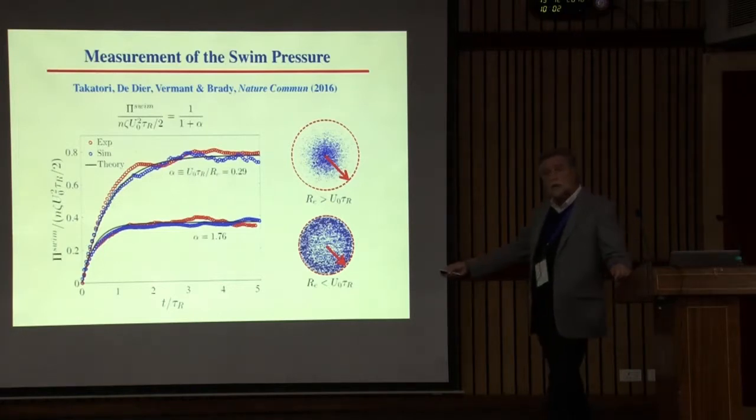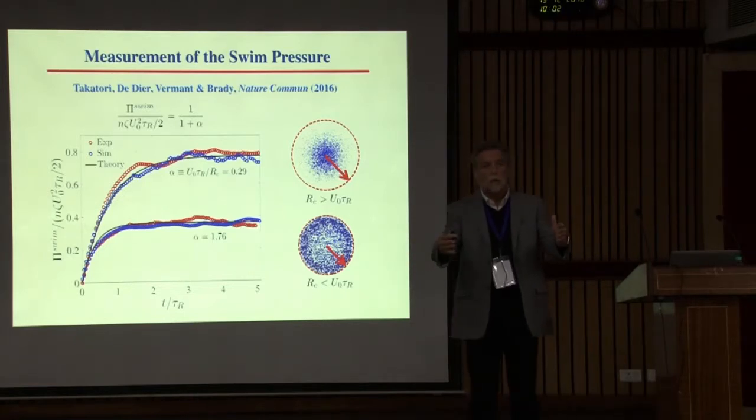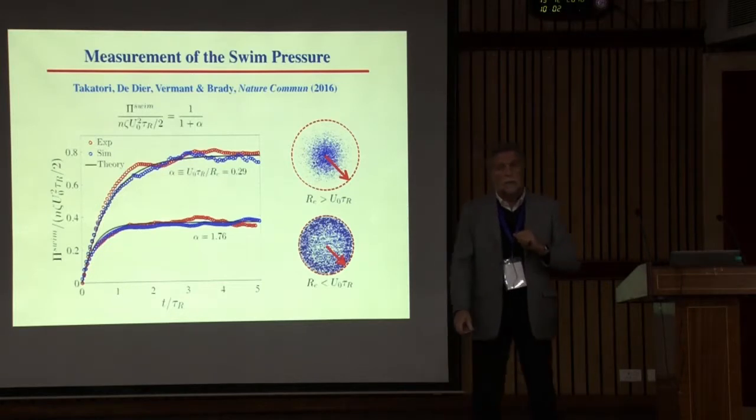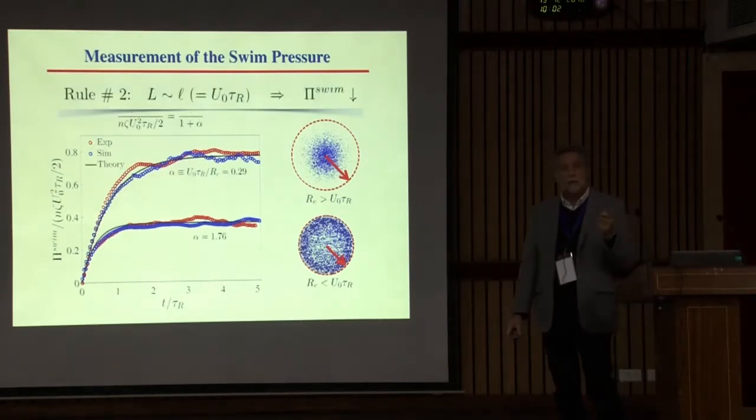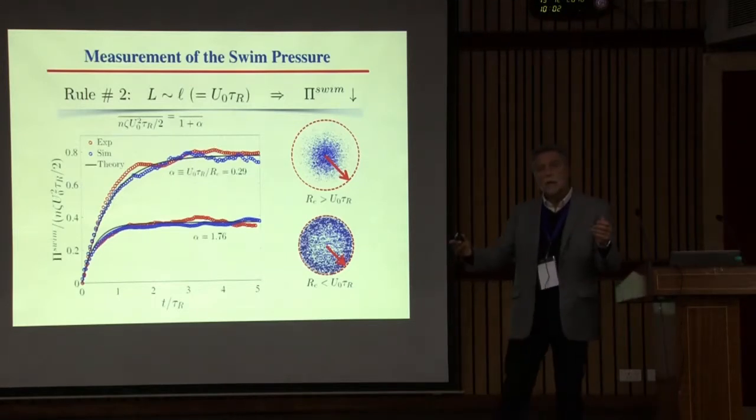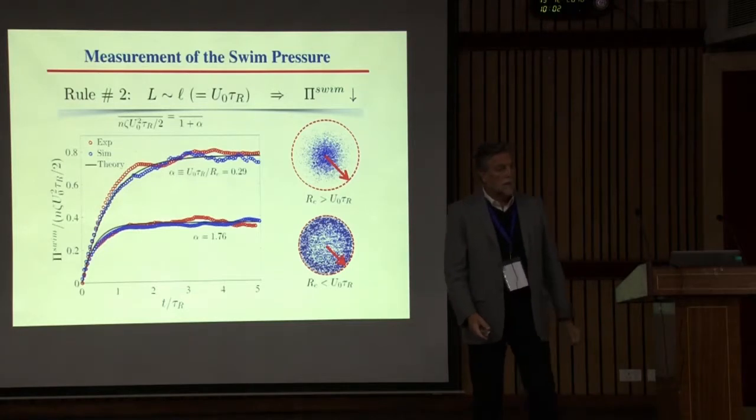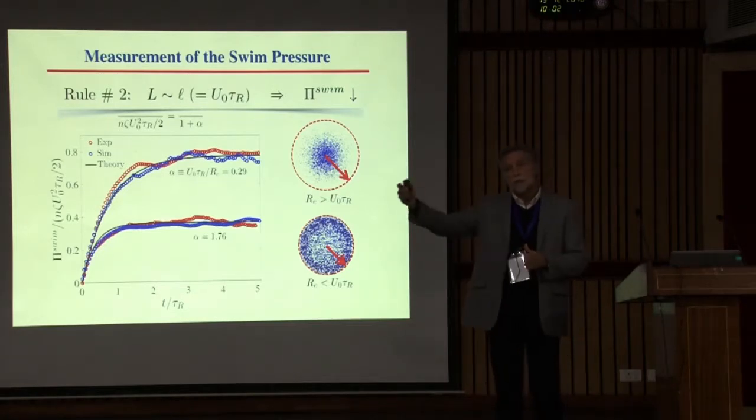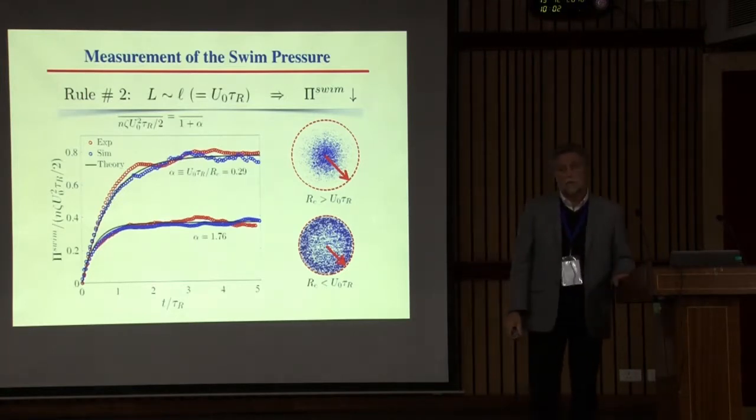So what it's telling us is if you bring the walls of the container in closer and closer, comparable to the run length, the pressure goes down. That's the most important thing I want you to remember. That's rule number 2 of active matter. Whenever the length is comparable to the run length, the swim pressure goes down. And the reason for that is that you've cut off the large steps the particle could have taken if it had more room to run around, and that reduces its diffusivity and reduces its pressure.